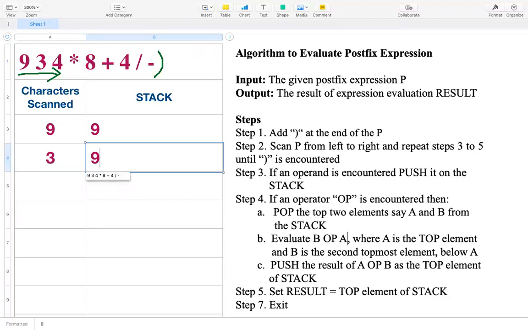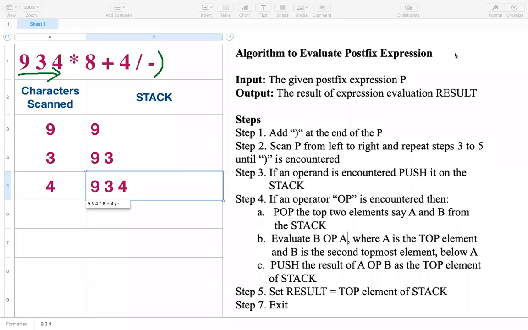So 9 3. You can use a comma for separating out the contents of the stack, or you can use a space also. I am using a space for separating the elements. Next, the character which is there is 4, which is again an operand. So I can also write 9 3 4.